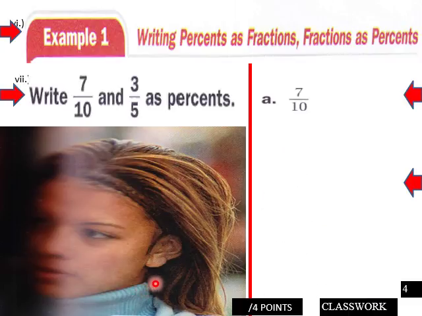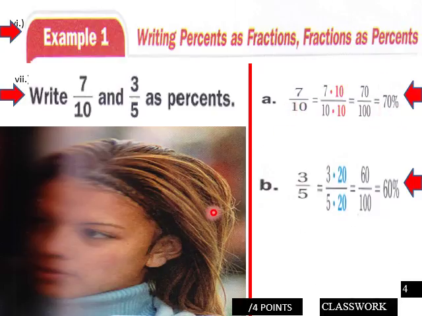You know why? Because we have a part 2 to this. Write 7 over 10 and 3 over 5 as percents. Now we're going to go the other way. How do we write 7 over 10 as a percent? This is how. We change our denominator to 100 by multiplying by 10. Numerator, denominator. That's how we get it. Change your denominator to 100. And then multiply your numerator by the same factor, and boom, you have your 60% here.